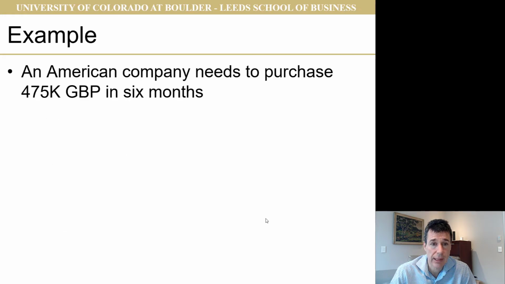So for example, this is not a very customized contract, but an American company needs to purchase 475,000 British pounds. So GBP stands for British pounds. This is known as an ISO code, which is a three-letter code representing a currency. Many of them, or most of them, are pretty understandable. So GBP, Great British Pound. USD, US dollars. JPY, Japanese yen.